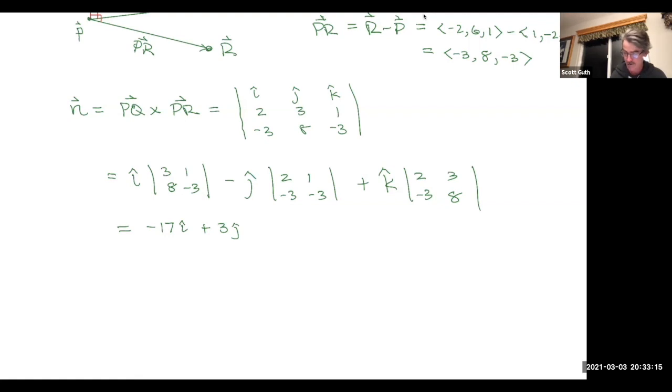And now 2 times 8 is 16 minus negative 3 times 3, so it's 16 minus negative 9, which is 16 plus 9, which is 25. So is that 25k? Yeah. Cool. And of course, I would rather write this as negative 17, 3, 25. That's my ABC vector.